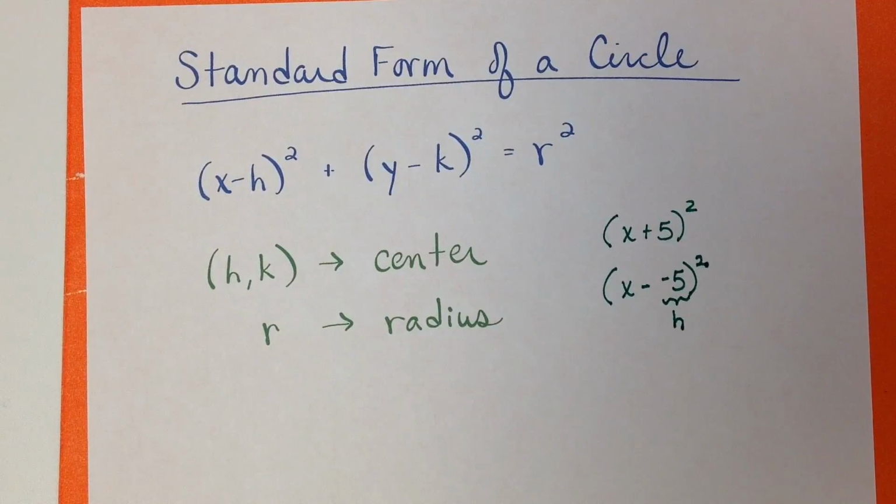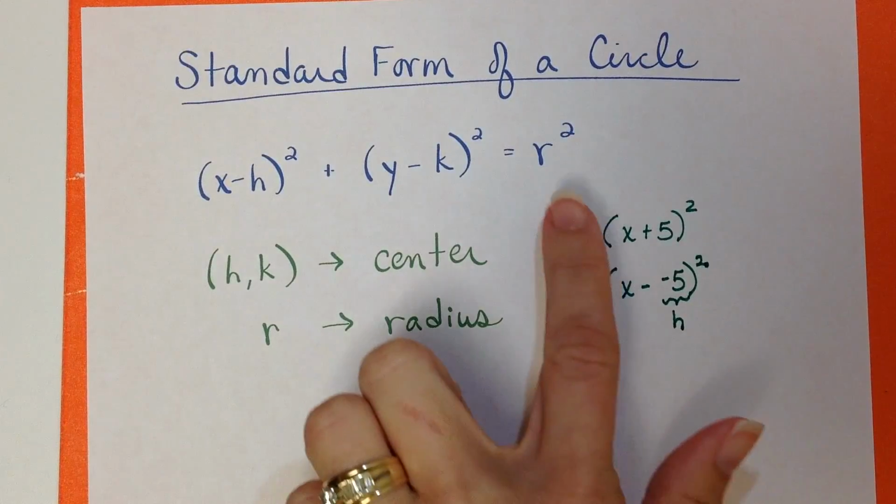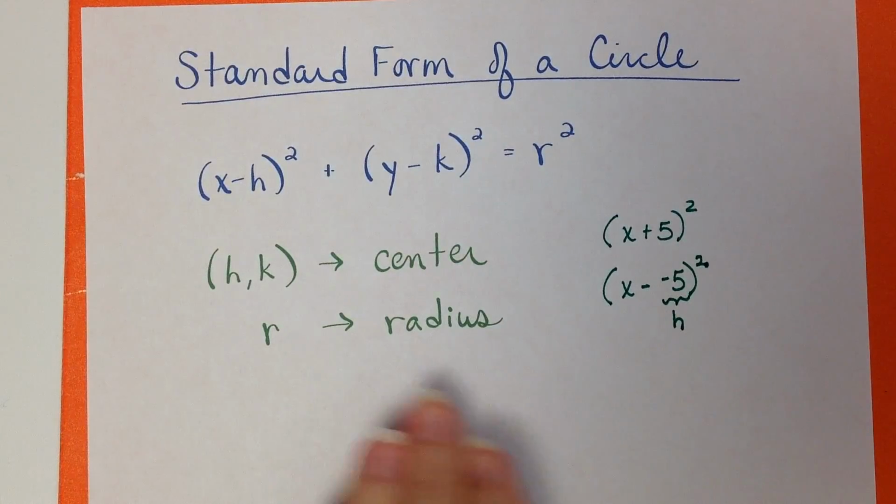Okay, your standard form equation is always going to be equal to r squared, but your radius is simply r. So since you're going to be given r squared in the equation, to find r, you would just take the square root. Alright, so taking this and looking at some examples.